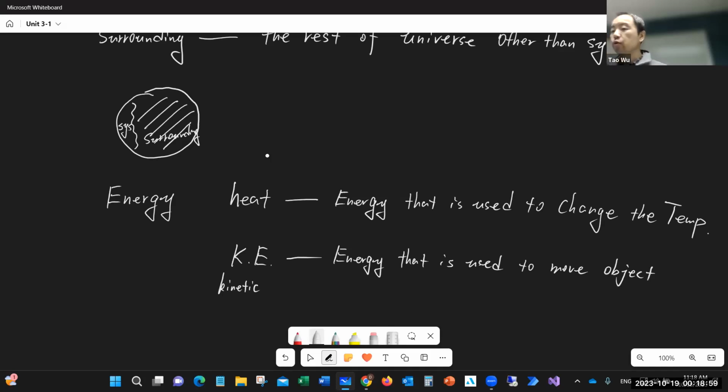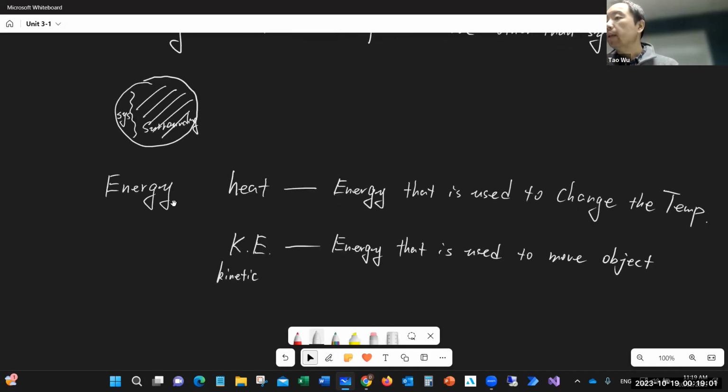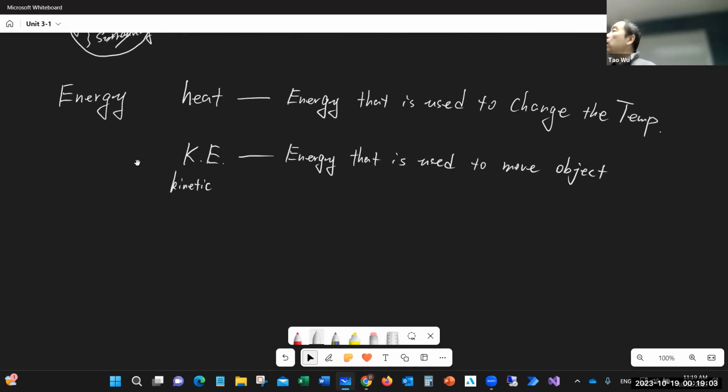In chemistry, we're not talking about that too much, but one of the concepts we talk about is the kinetic energy of gas molecules.